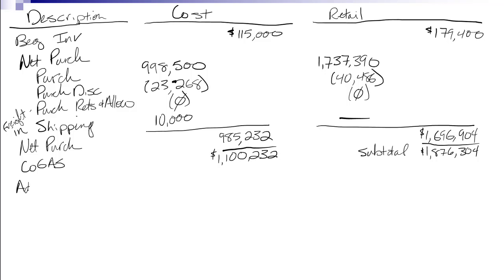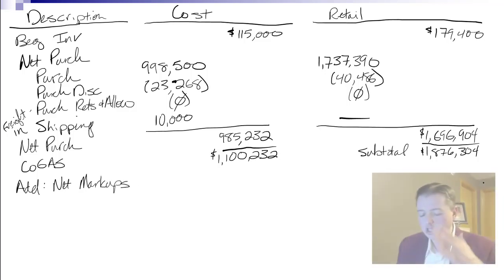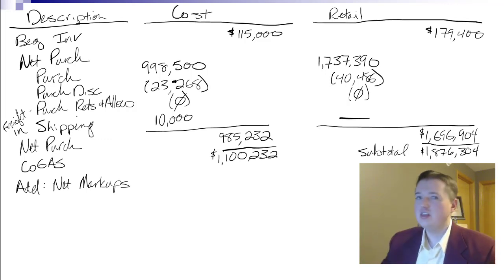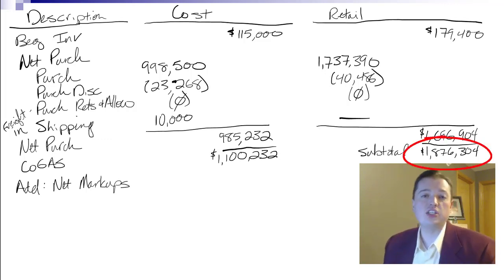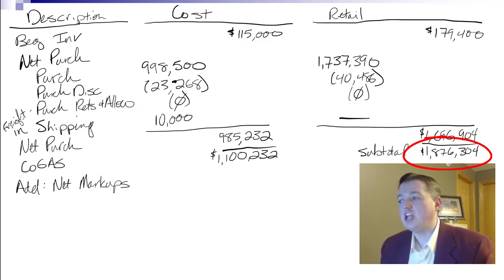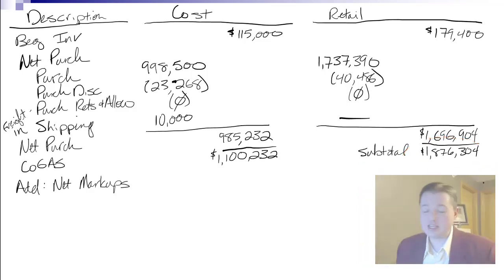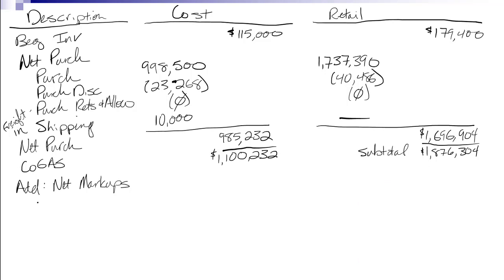So we're going to start by adding our net markups. If I had done nothing different during the period, I only charged a set amount, I never changed it, I always charge that amount, then this would be what we call goods available for sale at retail. And I could use that number and move forward with my ratios. But I do add things. So markups, remember, are when companies raise their prices.